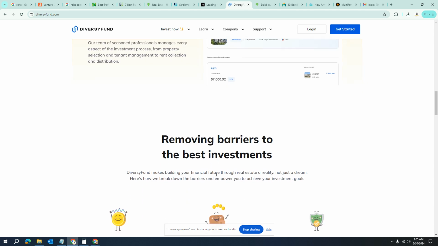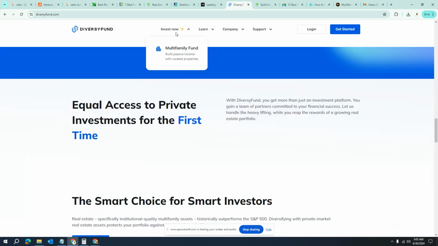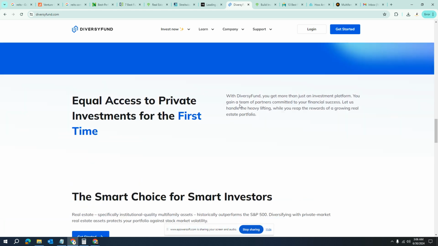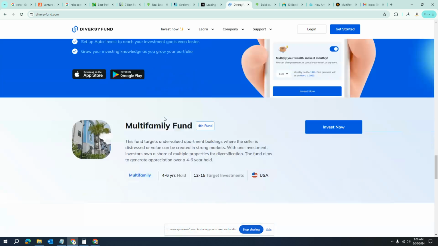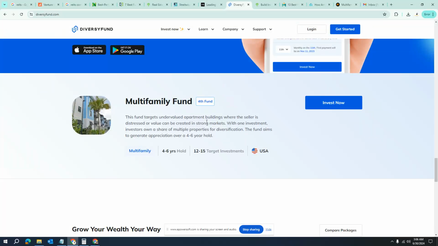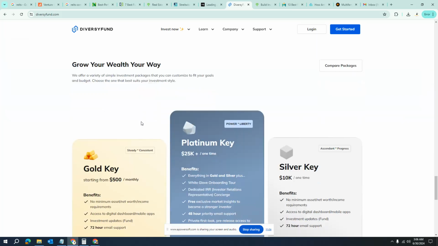Set it and forget it. Same thing as passive investing as well. It's a multifamily fund to build passive income, and then you can diversify your portfolio. This one actually does the multifamily fund, so that's really good. A multifamily fund targets apartment buildings where the seller is distressed or value can be created in strong markets with one investment. Investors own a share of multiple properties for diversification. So it's a good way to diversify your account.